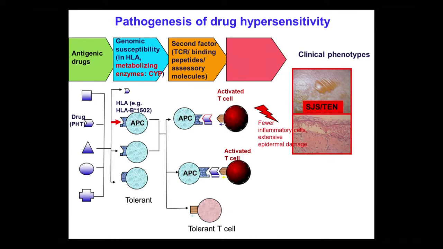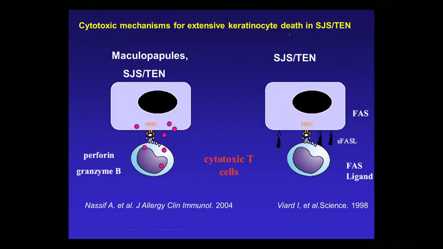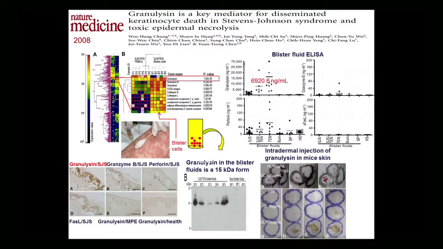the skin damage, whether some specific signal or cytokine is involved in the pathogenesis. In the past, there were two mechanisms to explain the keratinocyte death. One is the traditional perforin and granzyme B interacting with the target cell to attack it. The other one is Fas ligand: through the interaction of Fas receptor and Fas ligand, the cytotoxic T cell can affect cell death.